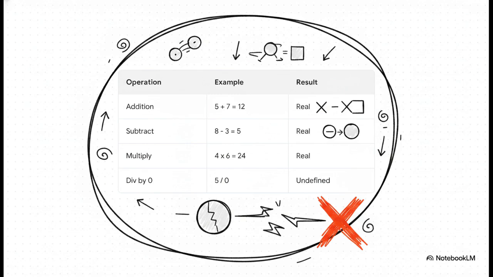So 5 plus 7 is 12. That's a real number. 10 divided by 2 is 5, real number. But look closely at division by 0. If you try to divide 5 by 0, the result is undefined. It completely breaks the rules of our mathematical physics. You simply cannot divide by 0.